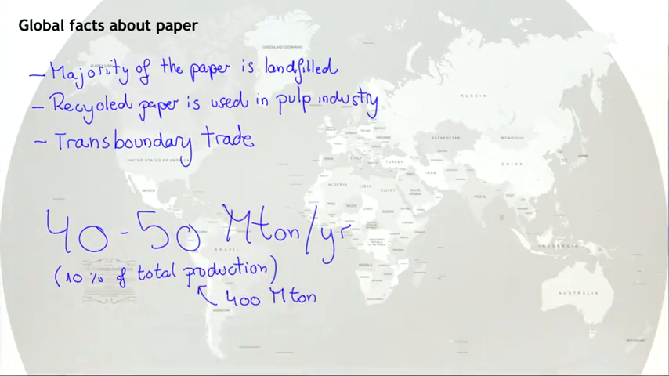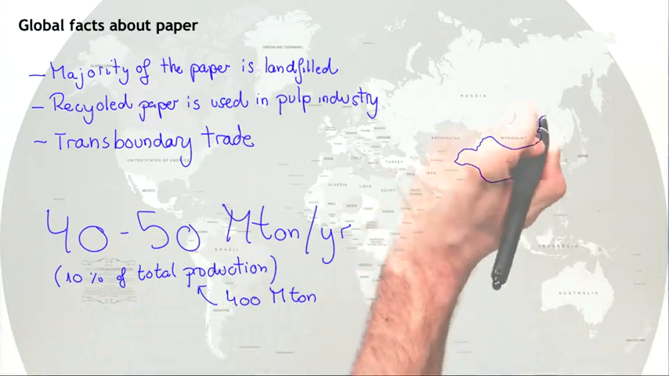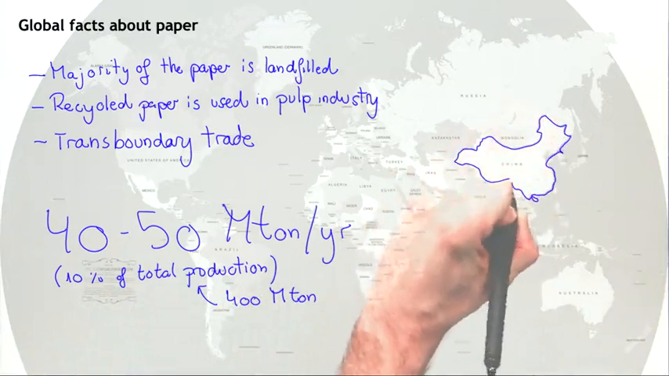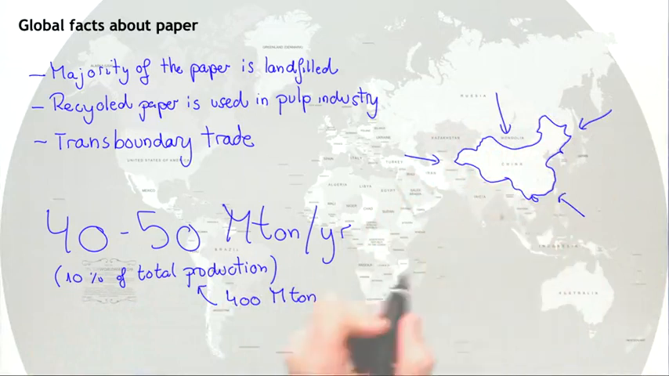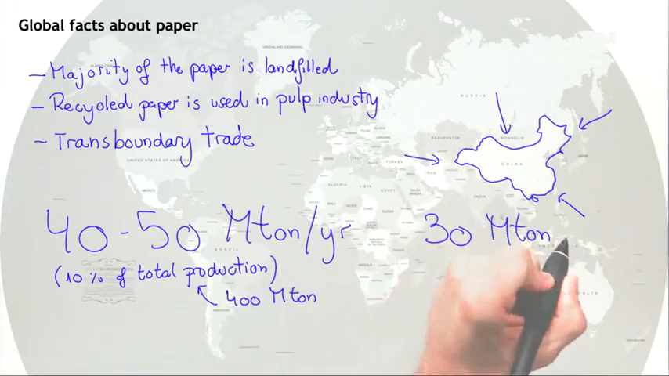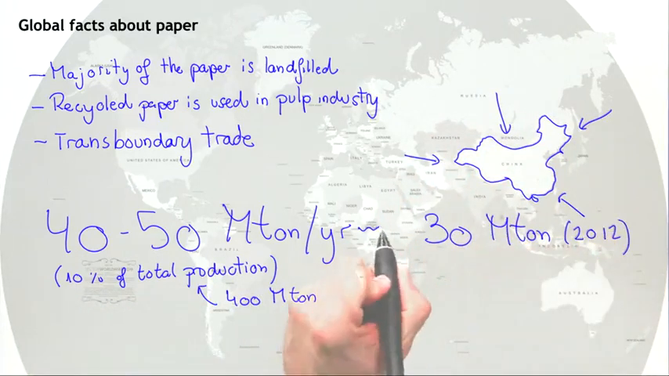This trade is now dominated by the People's Republic of China, who imported a net quantity of 30 million tons in 2012. This is around 70% of all transboundary trade.